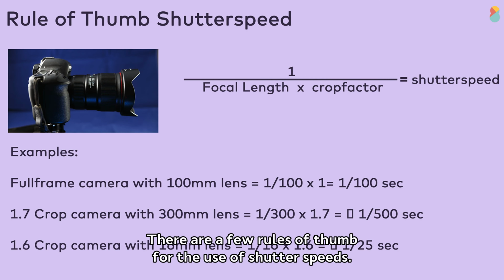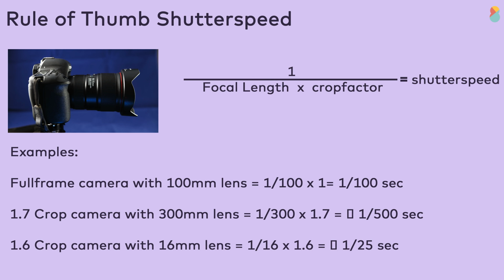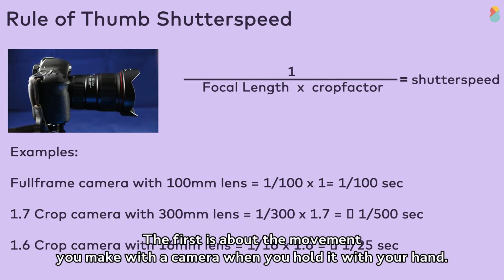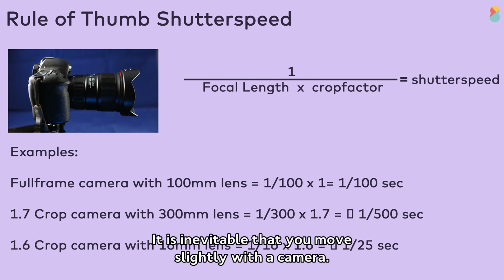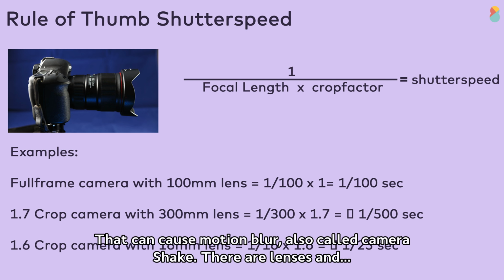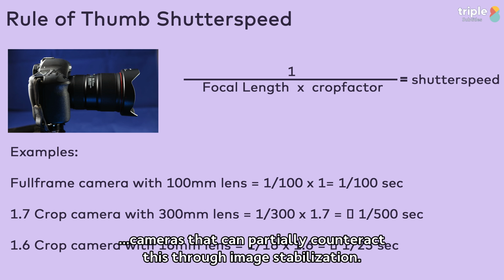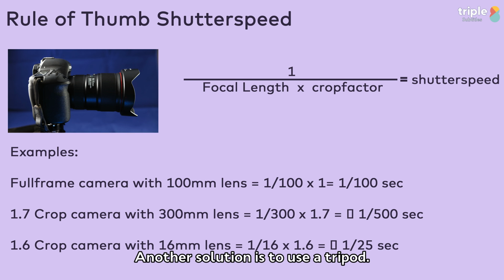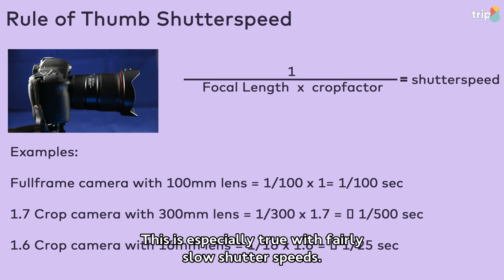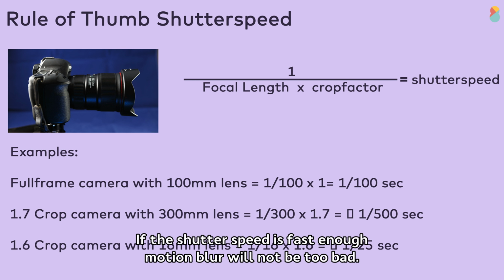There are a few rules of thumb for the use of shutter speeds. The first is about the movement you make with the camera when you hold it with your hand. It is inevitable that you move slightly with the camera. That can cause motion blur, also called camera shake. There are lenses and cameras that can partially counteract this through image stabilization. Another solution is to use a tripod. This is especially true with fairly slow shutter speeds. If the shutter speed is fast enough, that motion blur will not be too bad.